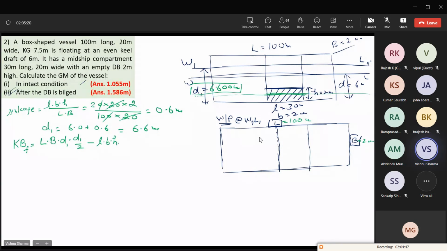Is this the volume which is underwater and not contributing to buoyancy, guys? Yes, sir. What will be its lever? H by 1, sir. H by 2. Don't say 1, H by 2, right? H by 2, yes. Divided by volume of buoyancy. What do I write for volume of buoyancy in the notational form, guys? LBD.